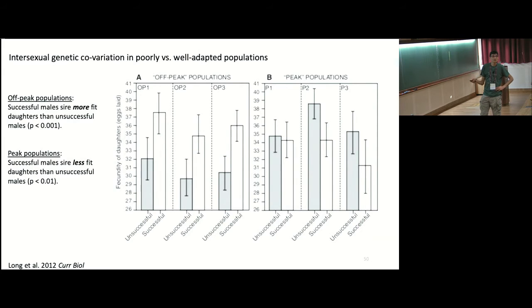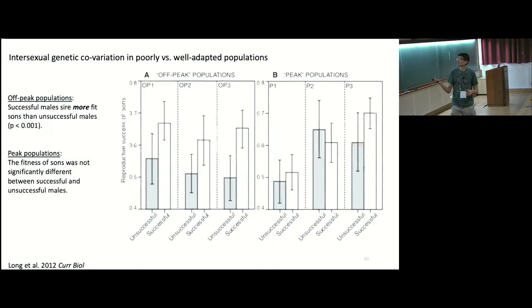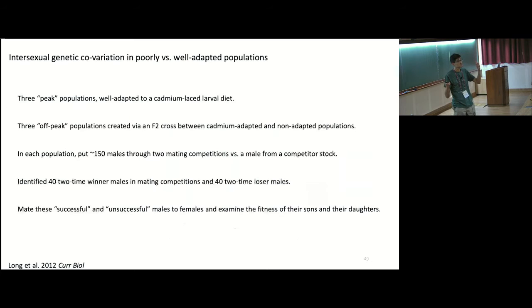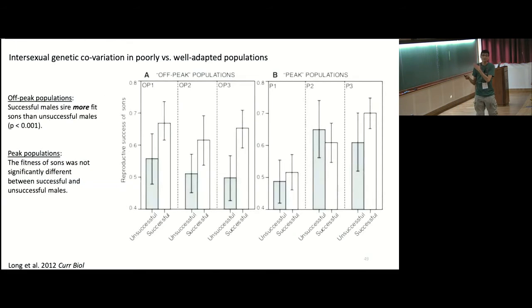In other words, things seem to be sexually concordant for the off-peak populations. Right? Successful males produce both good sons and good daughters for off-peak populations. But when you're at the peak, good successful males produce poor daughters, but that seemed to have no effect on the sons.